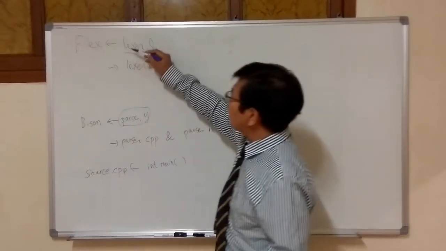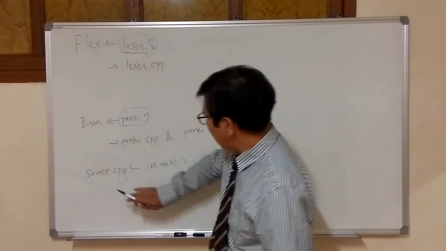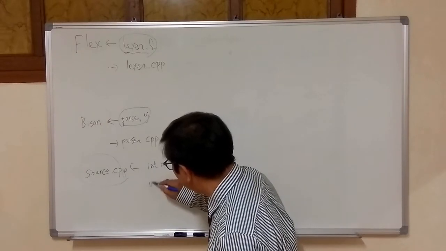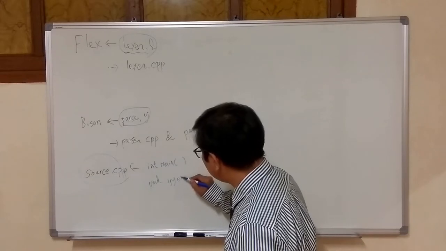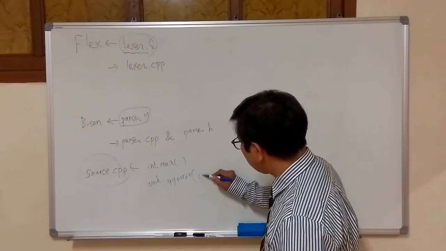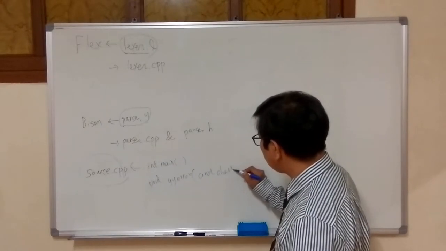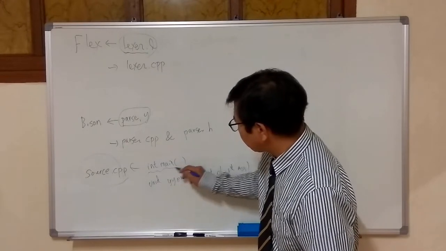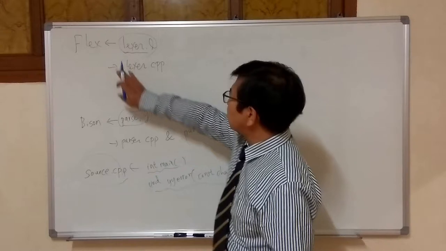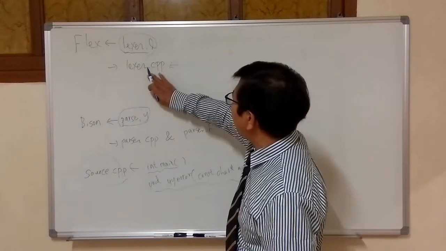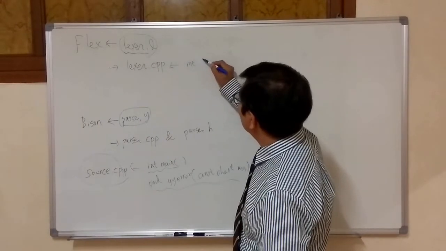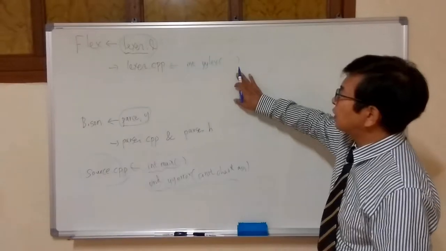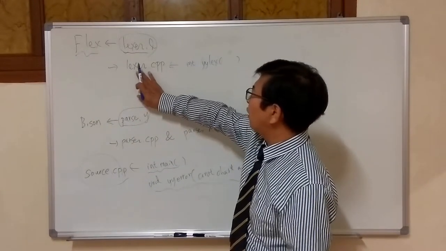We make the parser code, and we have to implement one more function, void yyerror(const char* message). We have to implement these two, and this function we have to provide. And Flex generates lexer.cpp. This file contains int yylex. So int yylex is generated by Flex and contained in this part, lexer.cpp.